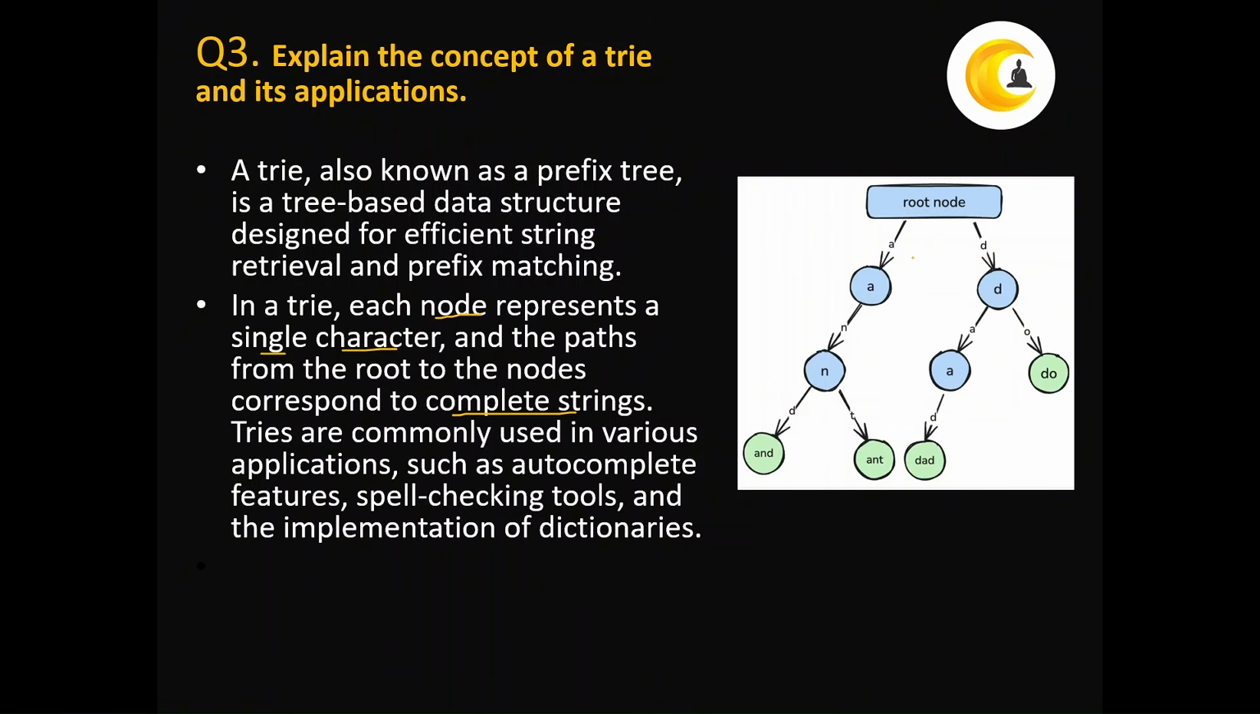For example, over here, if you see, this is the root node, you have A, N, D. So the end word will be and. Here you have A, N, T. The end word will be ant. Here you have D, A, D. Okay, so it will be dad. Here you have D and O. So you'll have do. Okay, so it's basically leaf nodes are basically complete words.